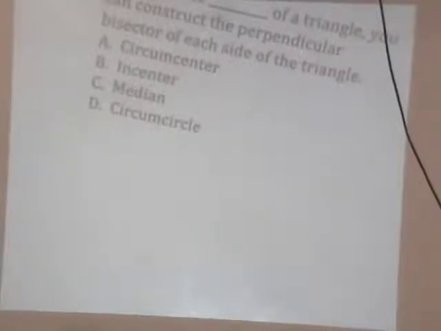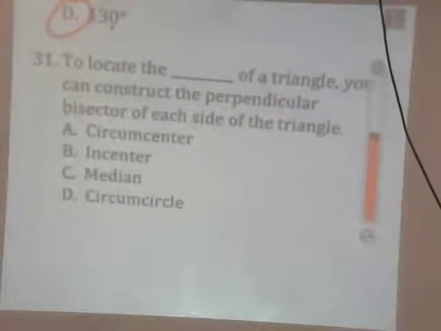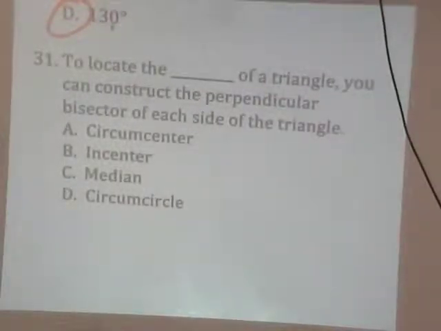31. To locate the circumcenter of a triangle, you can construct the perpendicular bisectors of each side of the triangle. I think I made y'all make a chart for this. It included all the points of concurrency: circumcenter, incenter, centroid, and orthocenter, I think. Anybody remember which point of concurrency we get if we do the perpendicular bisectors?